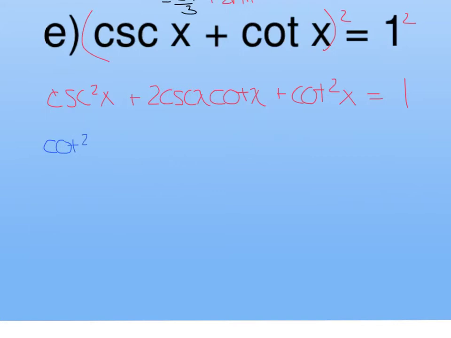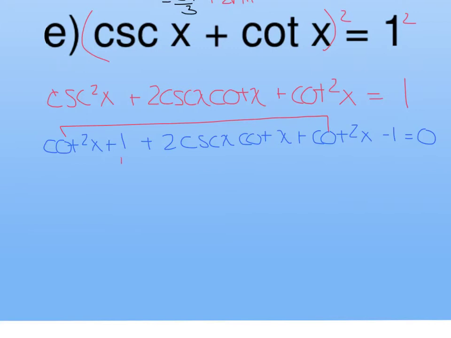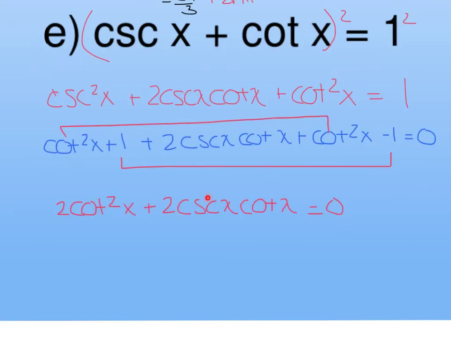Okay, so now let's start substituting. Here I get cotangent squared x plus 1 plus 2 cosecant x cotangent x plus cotangent squared x. Remember, I'm bringing over that 1 on the other side too. Minus 1 equals 0. So now I can combine like terms. I have like terms here, and I have like terms here. So when I combine them, I'm going to get 2 cotangent squared x plus 2 cosecant x times cotangent x equals 0. And now you can clearly see that I could factor out a 2 from both of these terms and a cotangent from both of these terms.